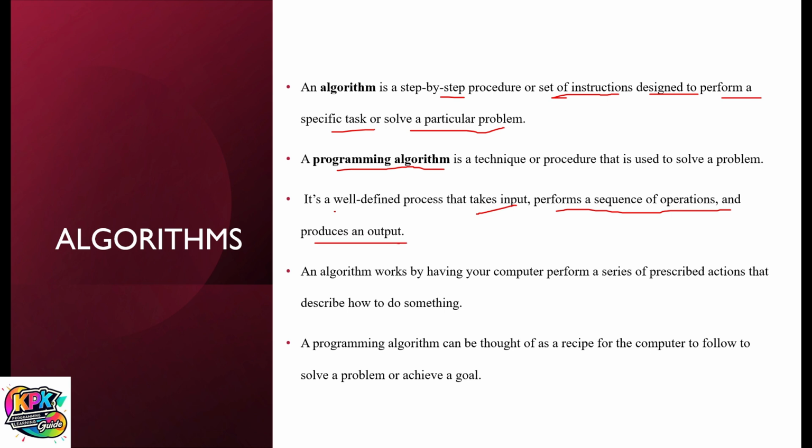An algorithm works by having your computer perform a series of prescribed actions that describes how to do something. A programming algorithm may be thought of as a recipe for computers to follow to solve problems or to achieve a goal.